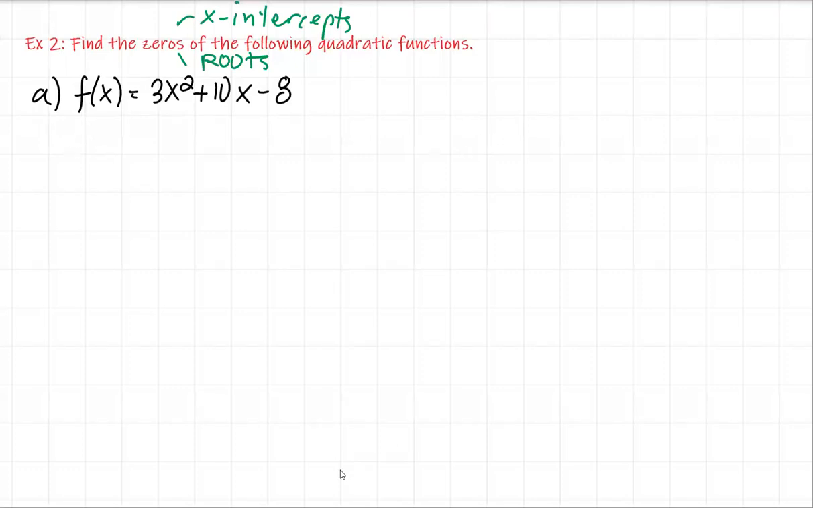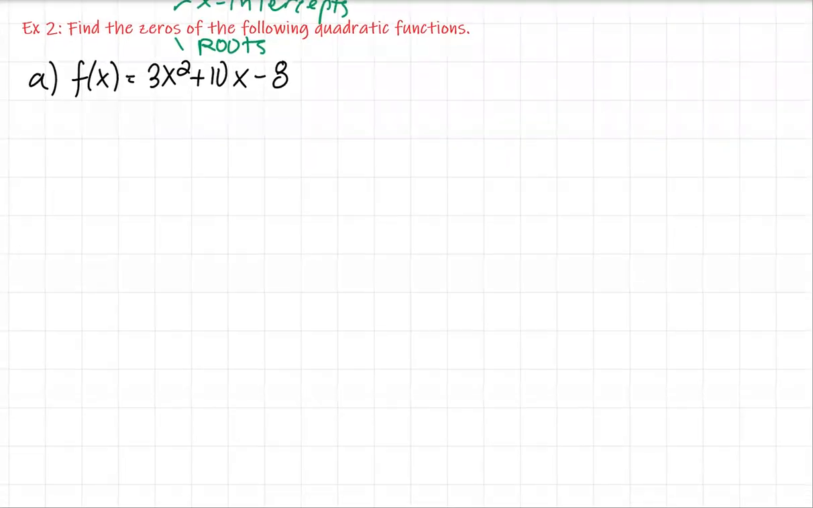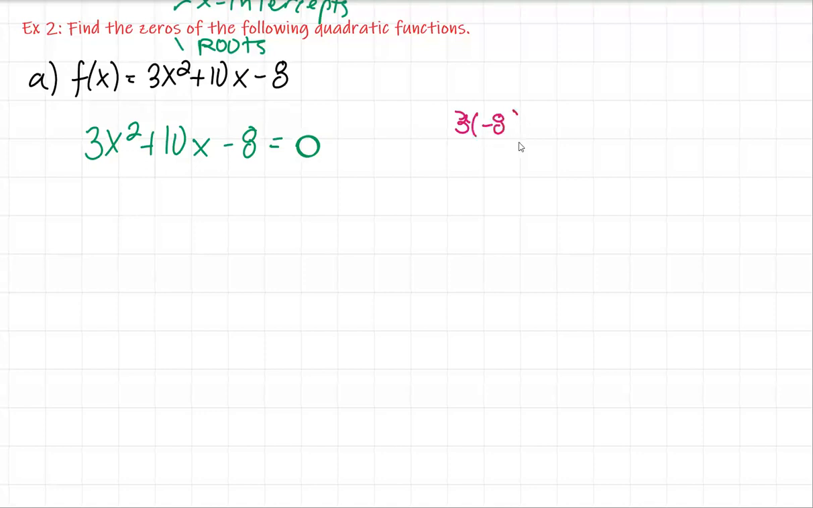So let's go ahead and find it for part A. If you remember from 4.3, and hopefully forever from here on out, what we do to find the x-intercepts is we take our equation, 3x squared plus 10x minus 8, and set it equal to 0. But then the first thing we're going to have to do is factor this. Do we have a GCF here? Looks like no.